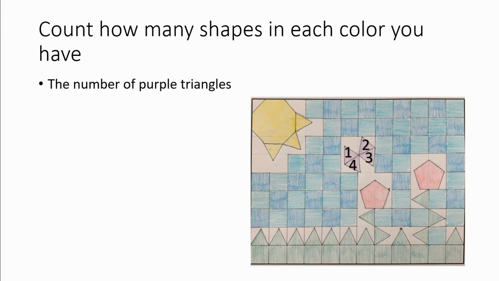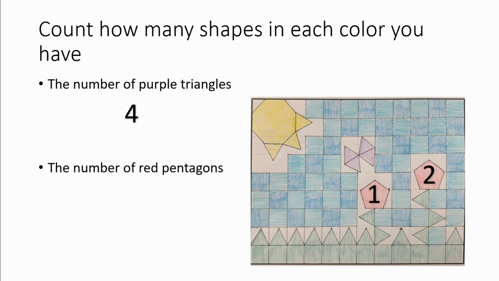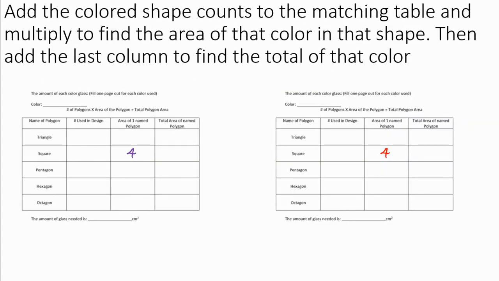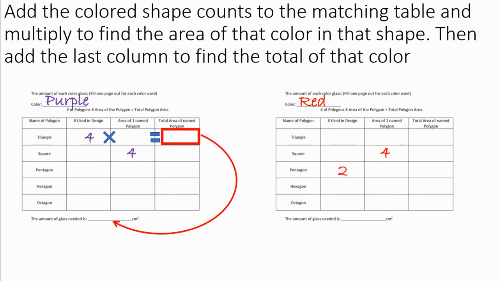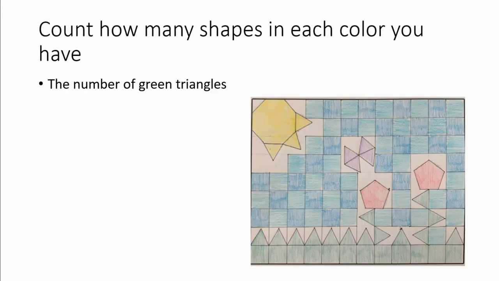The number of purple triangles is 4. The number of red pentagons is 2. So for my purple table, I only had 4 triangles. I'll multiply that by however big each triangle is, and that will be the amount of purple glass that I need. For red glass, I had 2 pentagons, so I'll multiply that by the area of each pentagon, and that total will be the amount of glass that I need in red. Then we'll move on to another.